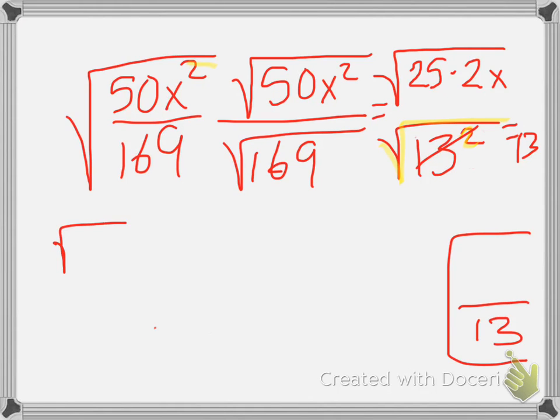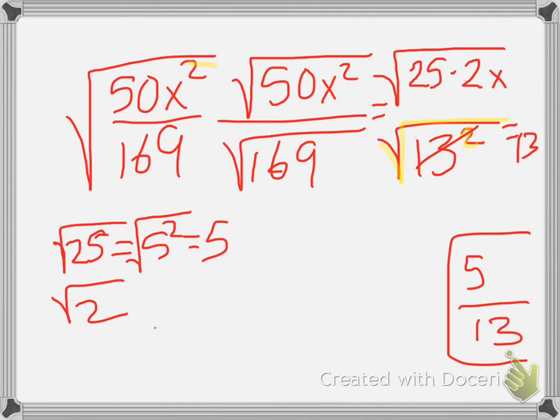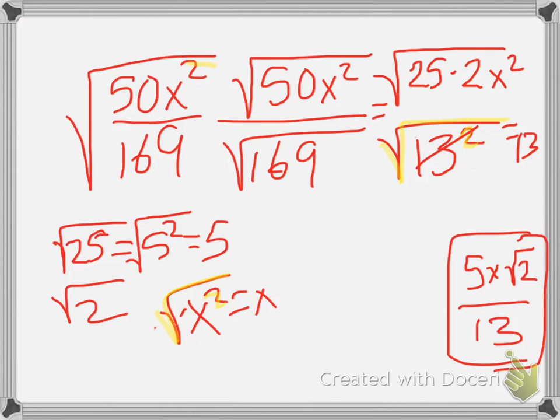I know that the square root of 25 is 5, because 5 squared equals 25, and the square root of 5 squared is 5. So I know I'm going to have a 5 up here. The square root of 2, there's no way of simplifying the square root of 2, so I know my answer is going to have a square root of 2 in it. And then I had x squared, the square root of x squared, and I know that the square root and squared cancel themselves out and make x, so I'm going to have an x out there. So my answer is going to be 5x square root 2 over 13.